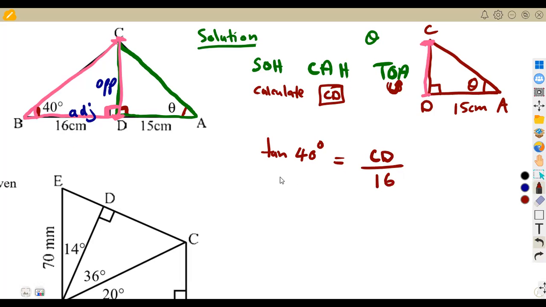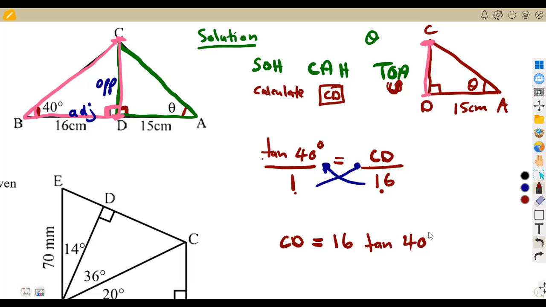So how do I calculate CD? This is the same as over 1, so you can just cross multiply. 1 times CD, which is CD, is equal to 16 times tan 40, which is 16 tan of 40 degrees. So that gives you the value of CD from the ratio.